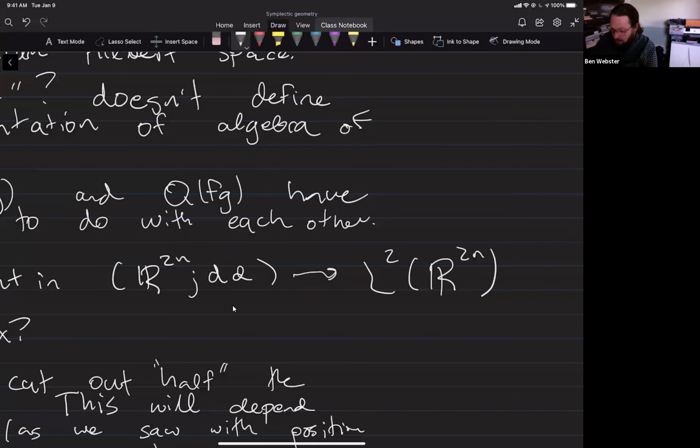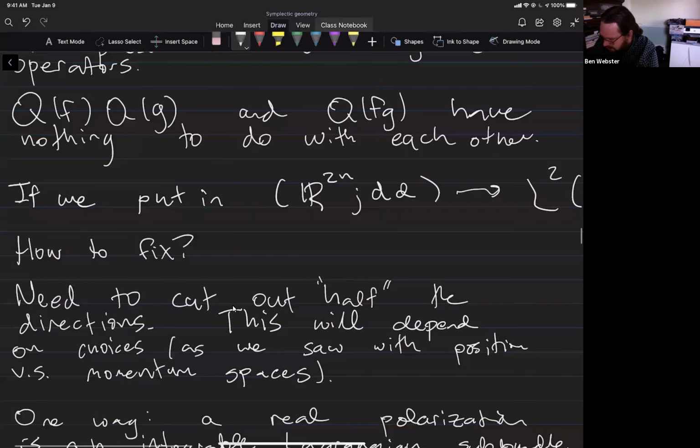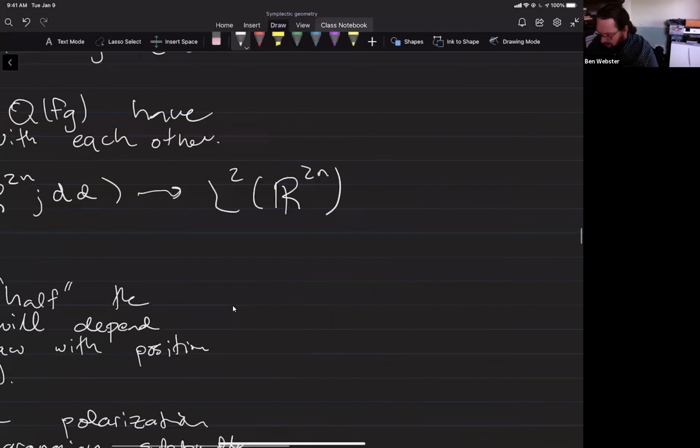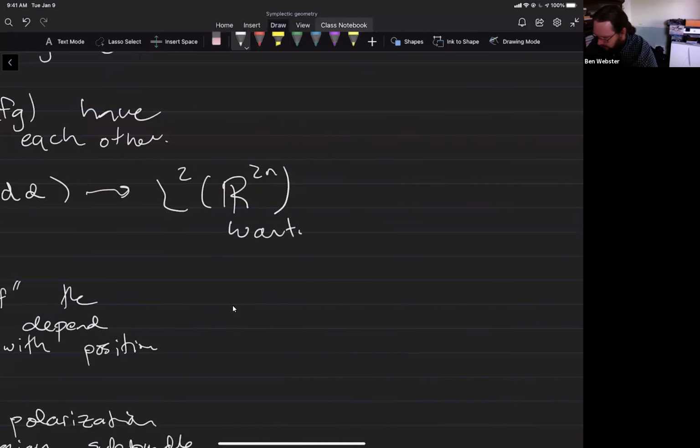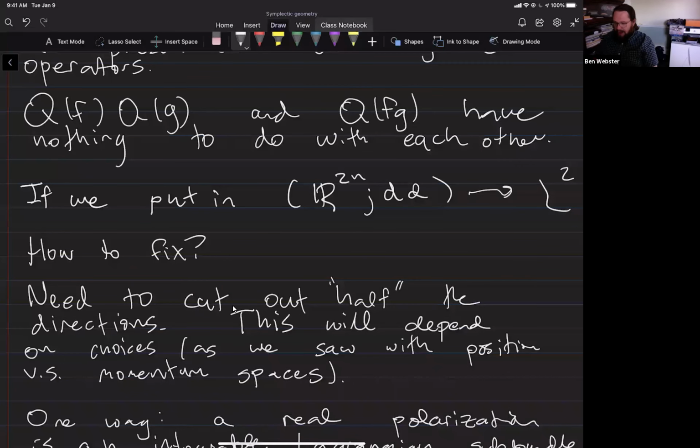So this is no bueno. What we need to do is somehow get half as many directions, right? We got R2n here. We wanted L2 of Rn. We've got sort of too much stuff. We need to get rid of some of these things. So we need to somehow cut out half the directions. And our previous example with position and momentum spaces tells us we have to do that in a way that requires making some choices.